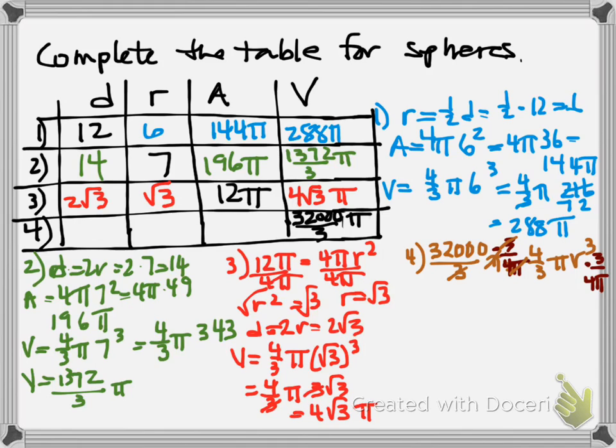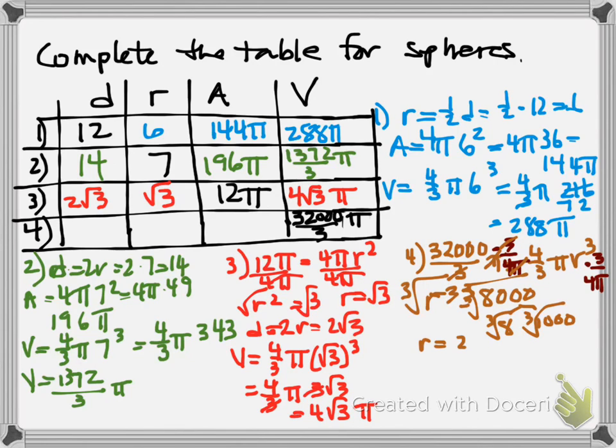4 goes into 32 8 times. Here, I'm going to put r cubed over here. R cubed. 4 goes into 32 8 times, and there's 3 zeros. So now I'm going to take, not the square root, but the cube root. So now my job is to come up with perfect cubes of 8,000. Well, that's actually really simple. 8 is a perfect cube. 1,000 is a perfect cube. Serves you well to memorize your perfect cubes from 1 cubed to 10 cubed. What's the cube root of 8? What's the cube root of 1,000? Multiply those together and we get the radius of 20.